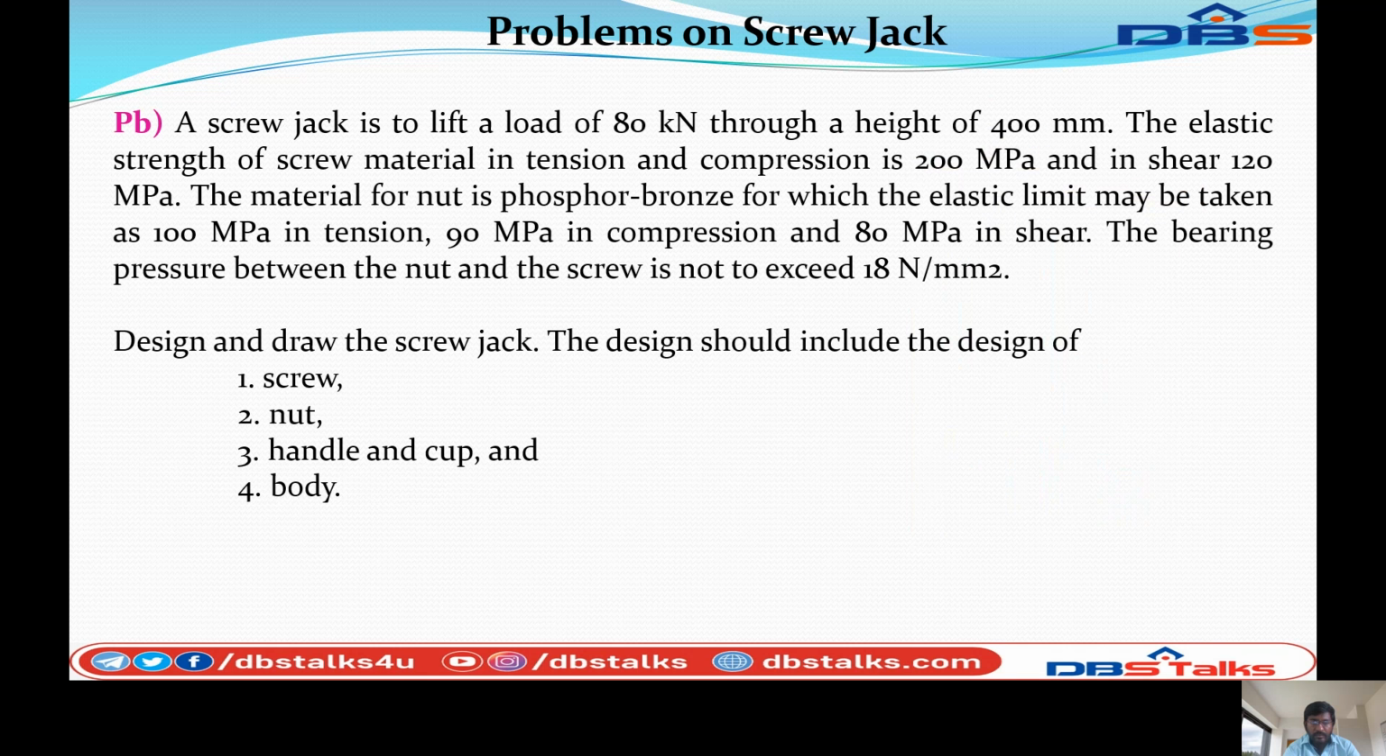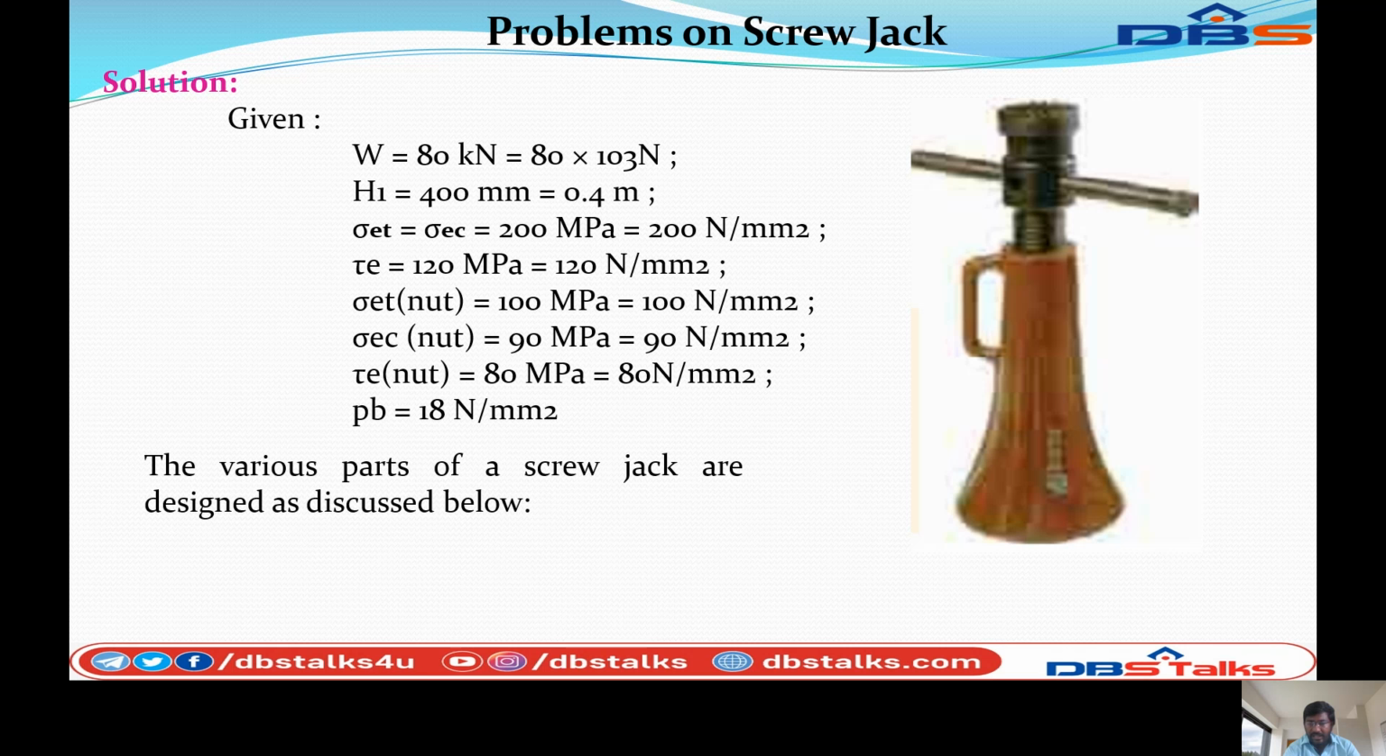So this is the diagram. We can see we can design the procedure. Finally, you can draw the diagram. So this is the full body, handle and cup, and screw.